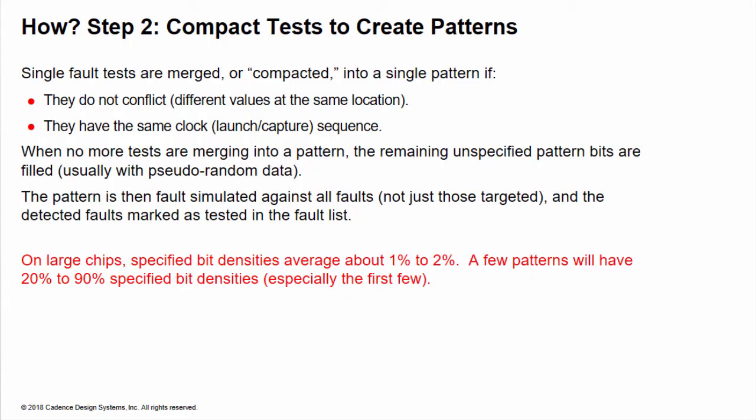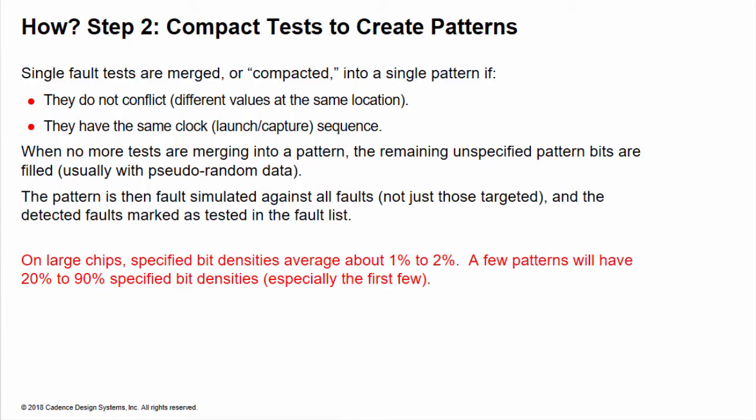The pattern is then passed to the fault simulator. In the fault simulator, the good machine response, when no faults are applied, is compared to the response of the circuit with each untested fault applied one at a time. When the responses differ, the fault is marked as detected.